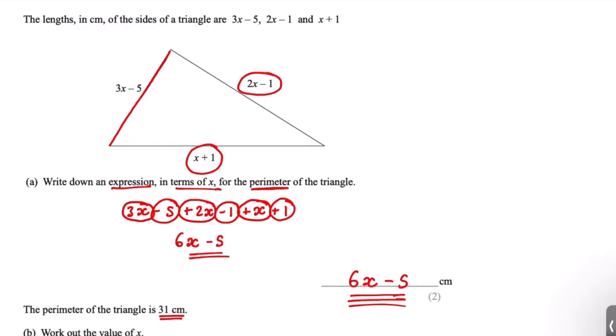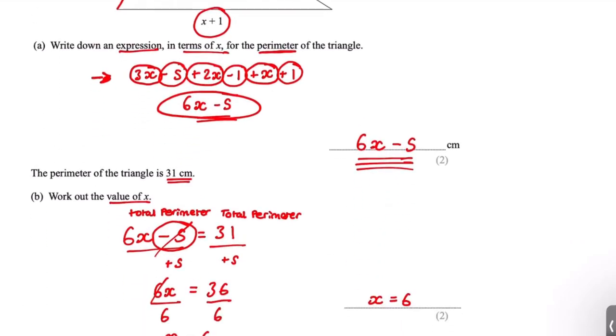So over here, we wanted to work out the perimeter of a triangle. To work out the perimeter of a triangle, we're going to add the lengths of all the sides together. That's what we did over here. And then we simplified down the expression to get 6x minus 5. We collected the like terms. And just bear in mind that when you're collecting like terms, you look at the symbol before the term, whether it's a positive or whether it's a negative.